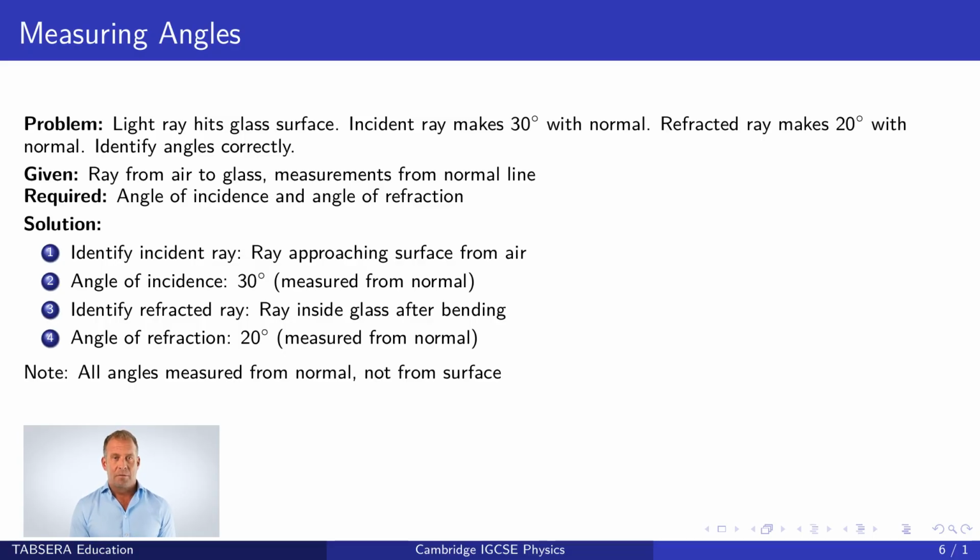Let's work through our first example about measuring angles correctly. The problem states, a light ray hits a glass surface. The incident ray makes 30 degrees with the normal, and the refracted ray makes 20 degrees with the normal. We need to identify these angles correctly. Step 1. Identify the incident ray. This is the ray approaching the surface from air. Step 2. The angle of incidence is 30 degrees measured from the normal line. Step 3. Identify the refracted ray. This is the ray inside the glass after bending. Step 4. The angle of refraction is 20 degrees measured from the normal. Remember, all angles in refraction are always measured from the normal line, never from the surface itself.